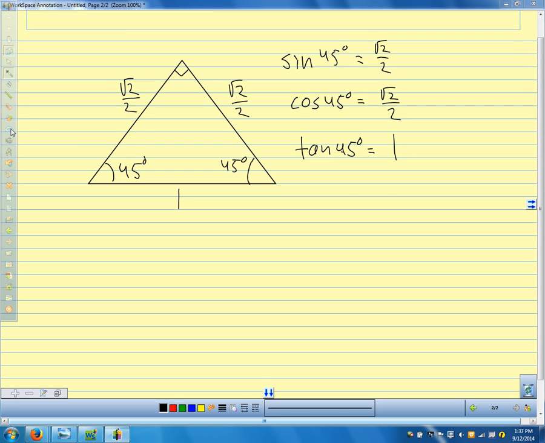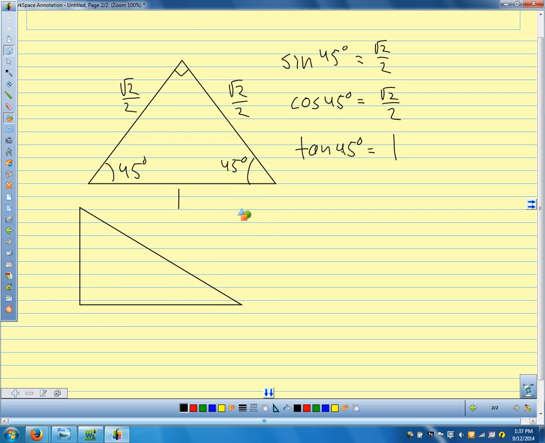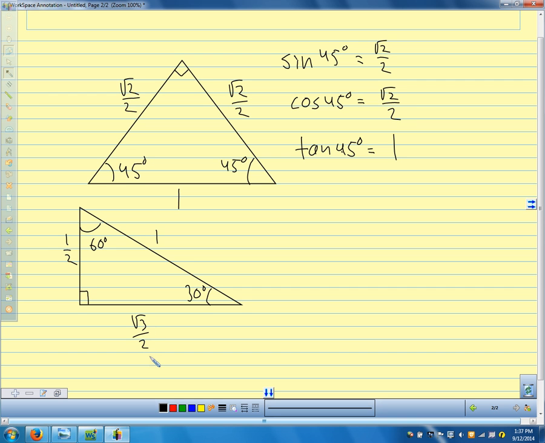All right, let's draw a 30, 60, 90 triangle. So there's my right angle, my 30-degree angle, my 60-degree angle. We're going to say the hypotenuse is 1, just to make our lives easy. On a 30, 60, 90 triangle, the short side is always half the length of the hypotenuse, and the long side is always square root of 3 times the length of the short side. So that gives us square root of 3 over 2.